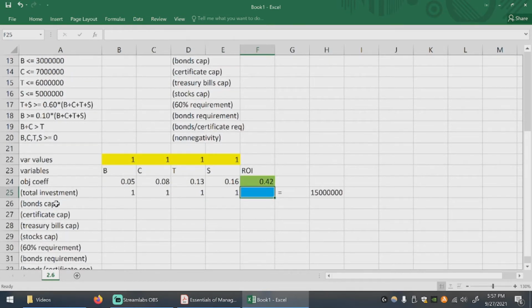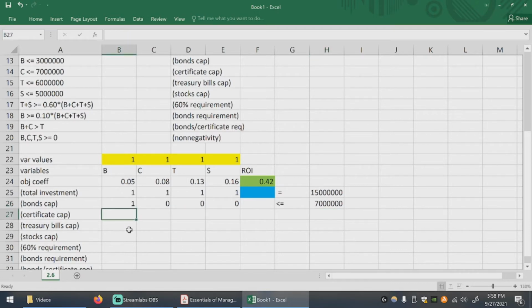Bonds cap. What are the coefficients on the left here? 1 in front of the B, 0 in front of the C, 0, 0. Some people leave them blank. I like to put in zeros, so I know I've got it covered. It's totally up to you. Less than or equal to is just a reminder. 7 million.